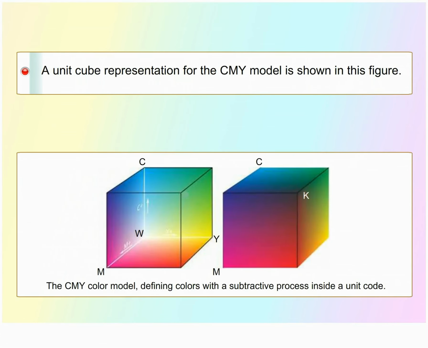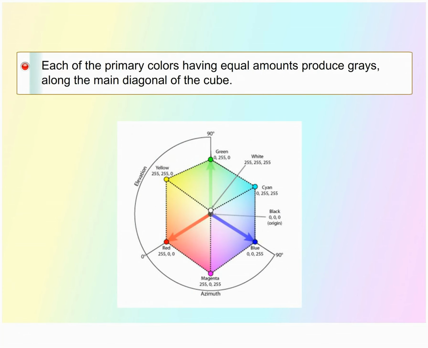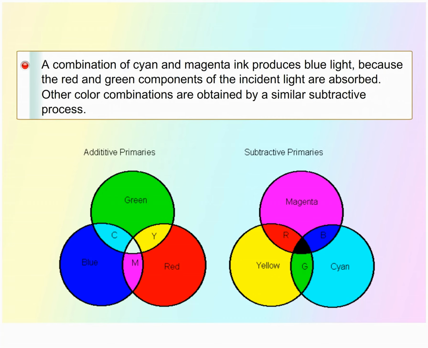A unit cube representation for the CMY model is illustrated in this figure. In the CMY model, point (1, 1, 1) represents black because all components of the incident light are subtracted. The origin represents white light. Equal amounts of each of the primary colors produce grays along the main diagonal of the cube. A combination of cyan and magenta ink produces blue light because the red and green components of the incident light are absorbed. Other color combinations are obtained by a similar subtractive process.